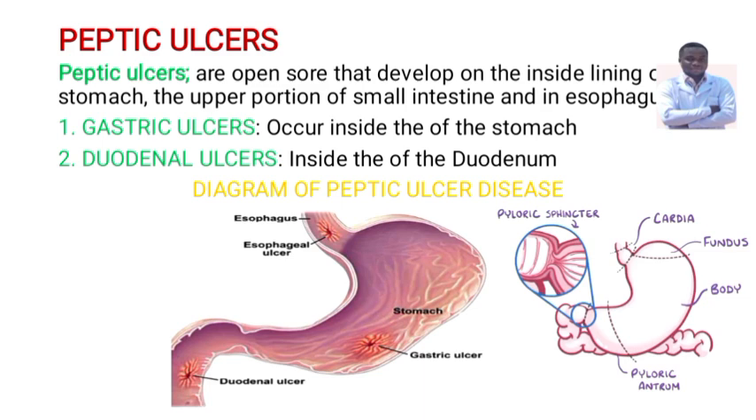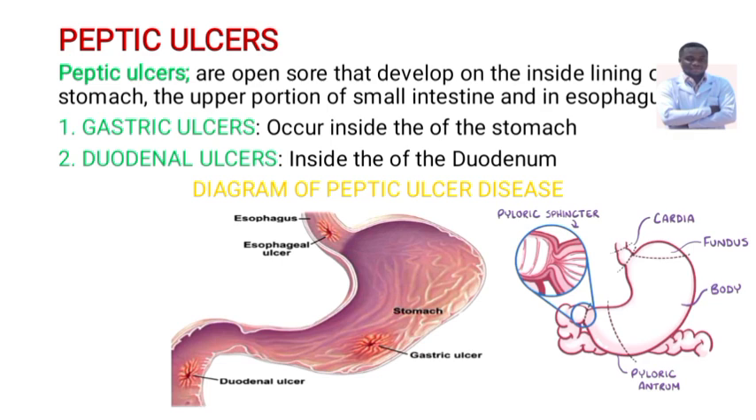The fundus and the body have parietal cells that secrete hydrochloric acid when there is a presence of food. They also have chief cells which secrete pepsinogen, which in its inactive form is converted to pepsin, which helps in the digestion of protein. In the pyloric antrum, we have the G cell. The G cell secretes gastrin.